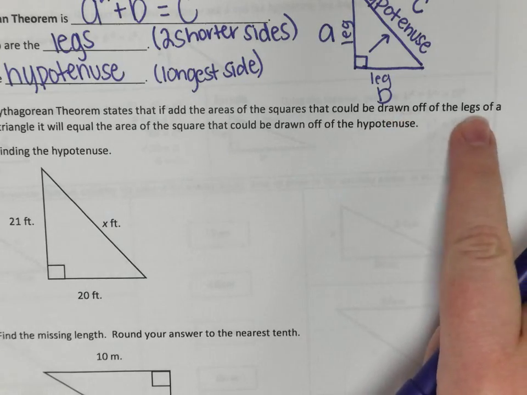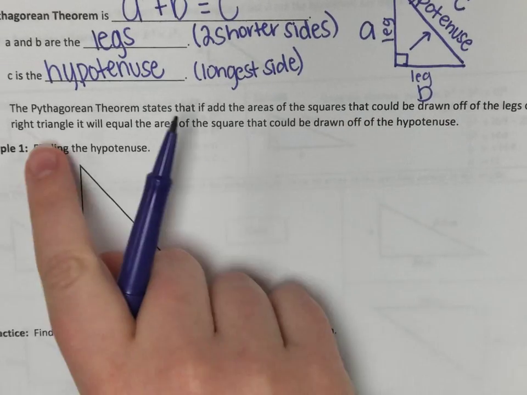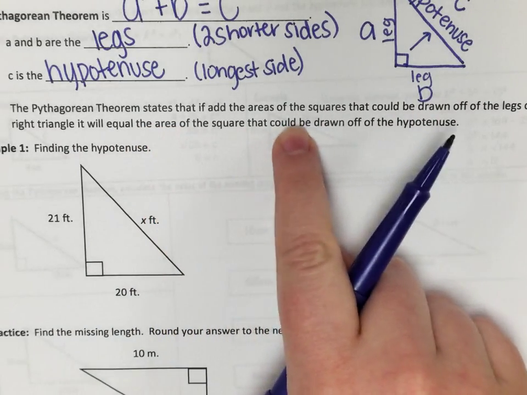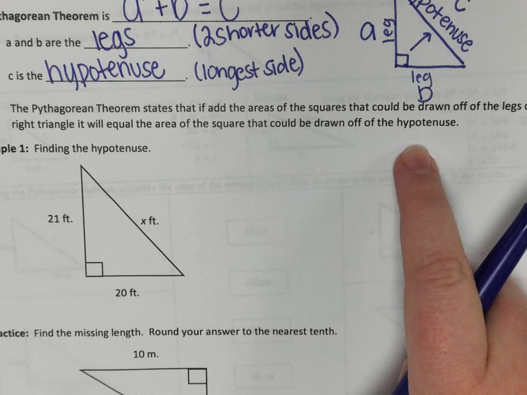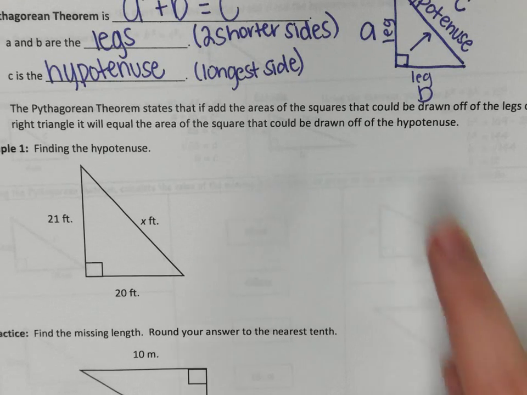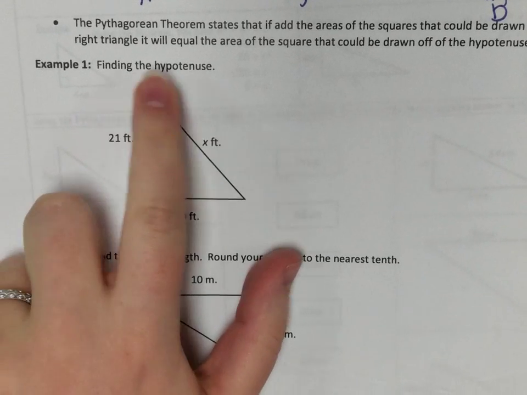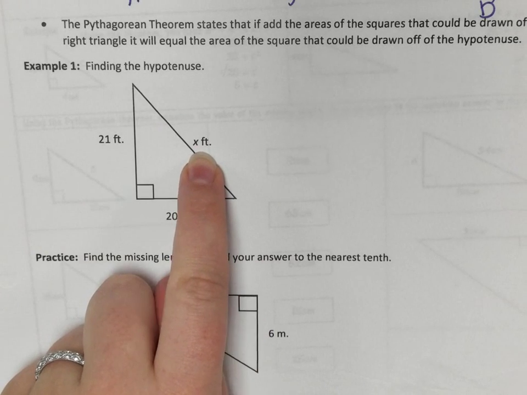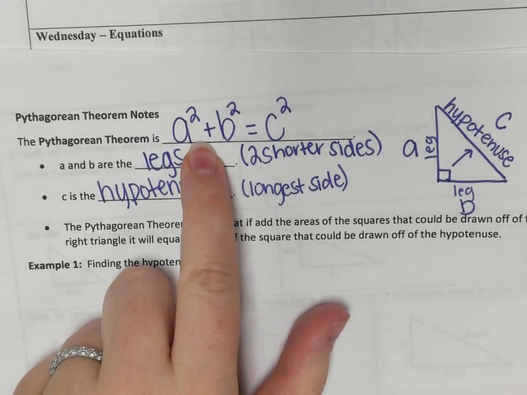So if we add the areas of the squares from the legs, a right triangle will equal the area of the square that can be drawn off the hypotenuse. So again, a small plus a small gives us the big. And that's what that video just a second ago showed us. Okay? So example 1, we want to find the hypotenuse. So we're missing this measure right here. So let's always start with our formula. What's our Pythagorean theorem formula?